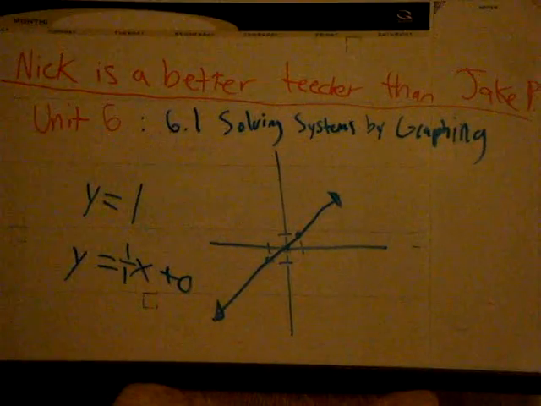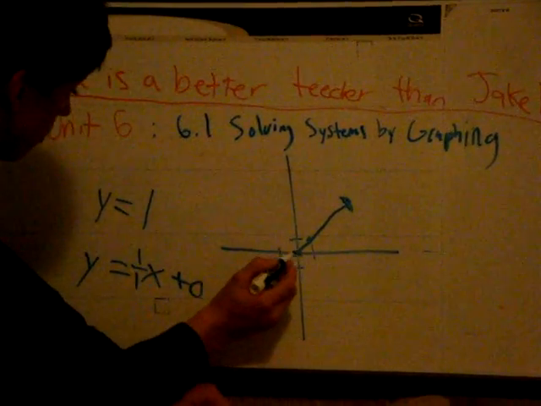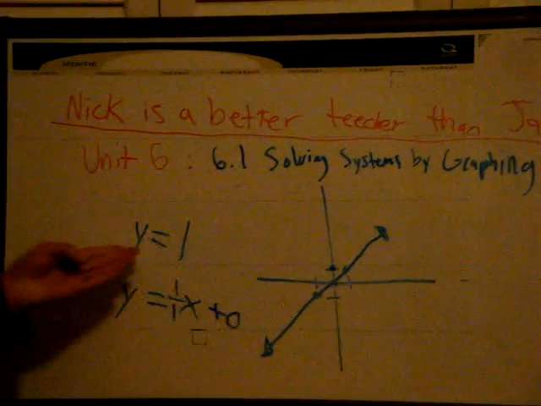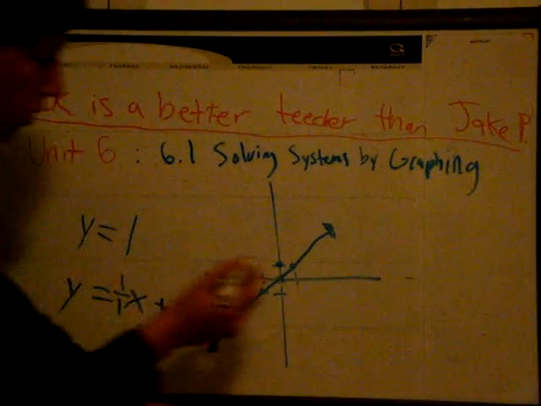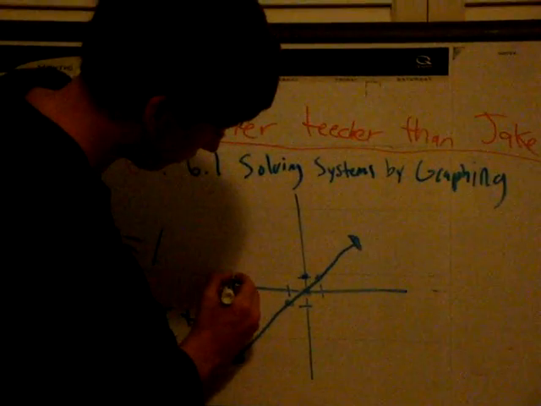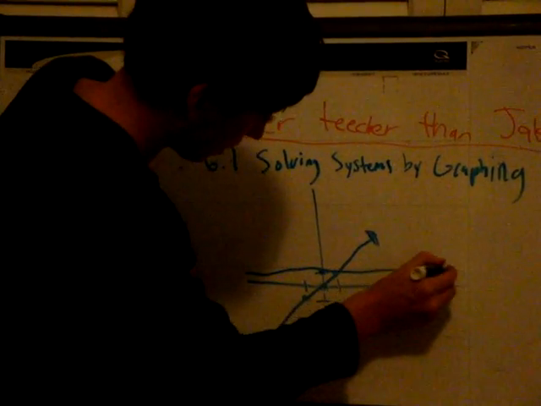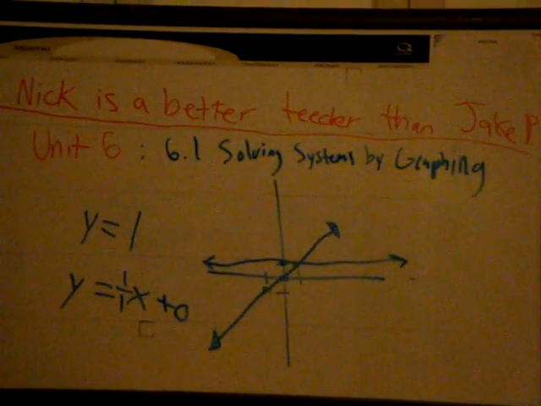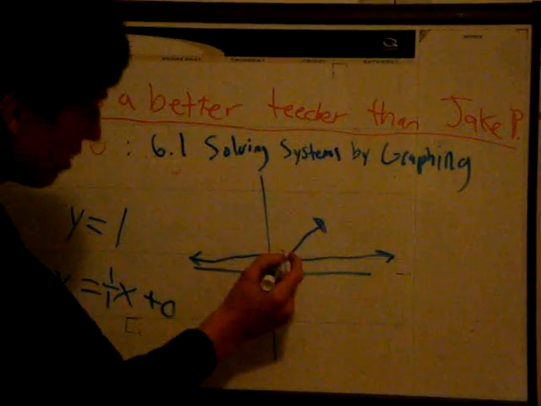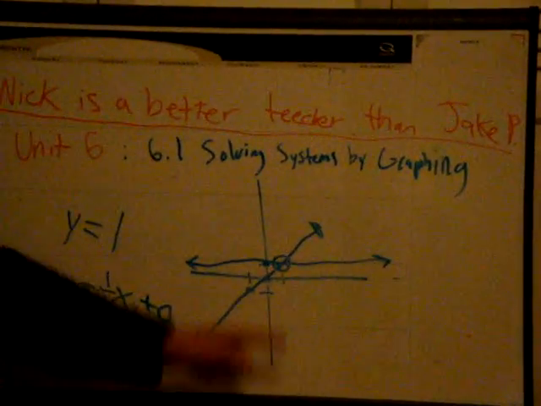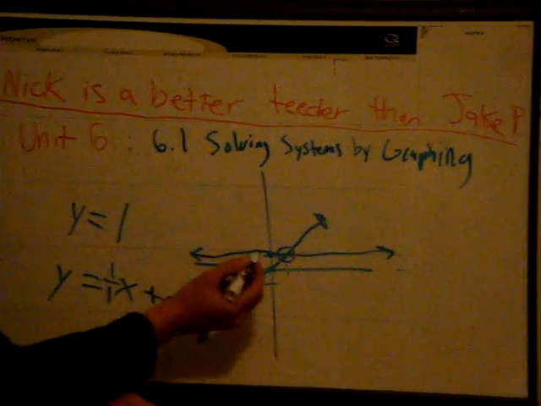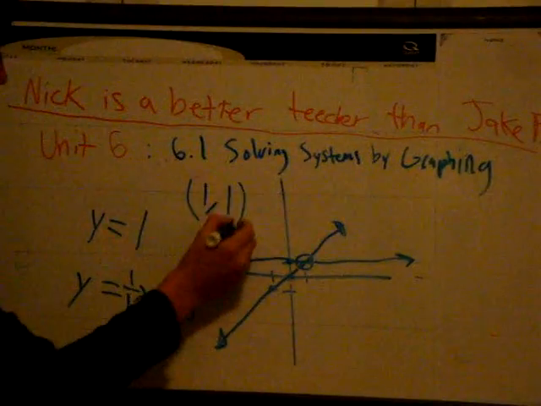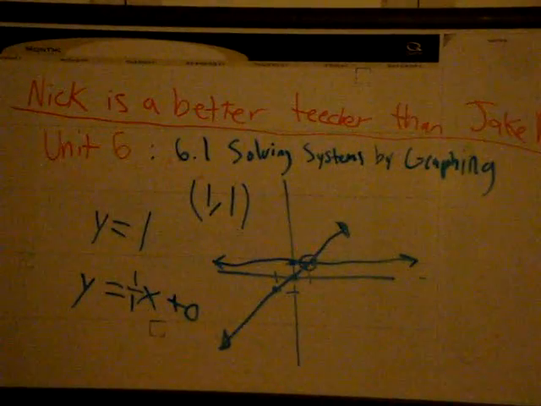And now for y equals 1, the y-intercept will be 1. So you go up, here's our first point. And since there's no x, it's just a horizontal line across the graph. Just like that. And so to solve these by graphing, you have to find the intersection. And the intersection of these lines is right here. That's the intersection, and that point is 1, 1. So that's the answer to this problem.